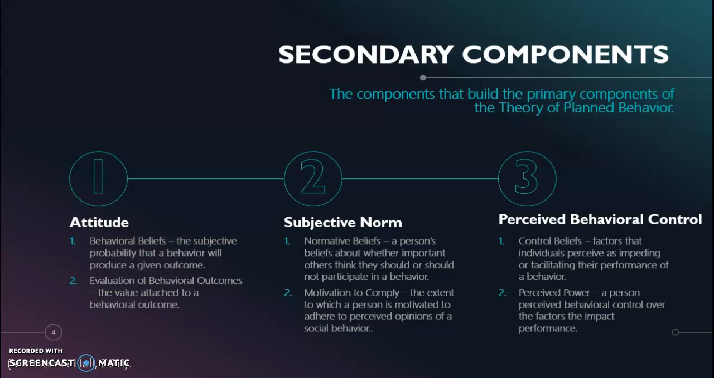Finally, a person's perceived behavioral control consists of their control beliefs and their perceived power. Control beliefs are the factors that an individual perceives as impeding or facilitating the behavior. This could be how the individual sees a walking trail right by their apartment. This could be perceived as facilitating the behavior of running. And their perceived power is the person's behavioral control over the factors that impact behavior performance. In the case of running, the trail is right next door. So maybe they perceive this factor as in their control because they just need to walk outside their house.